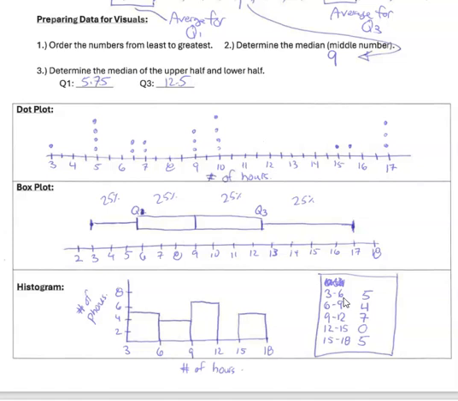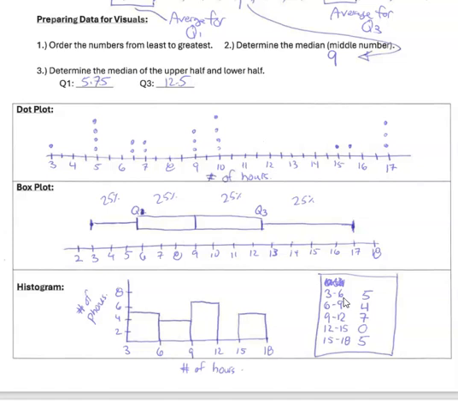So when I looked at this, how many numbers are between 3 and 6, not including 6? I had 5 of them. So I went up and had the box go up 5 high. Then how many are between 6 and 9, not including 9? When I looked at that, it was 4 of them, and I was able to put my boxes. So this thing is called a histogram.